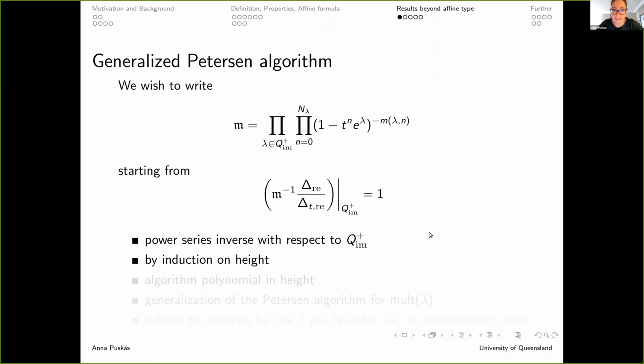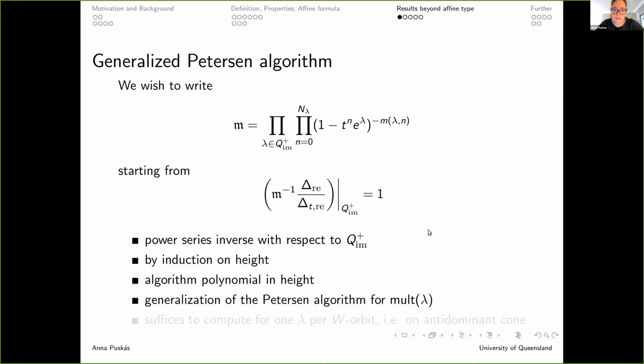This can be done by an algorithm that is polynomial in the height of lambda. Again, it is a generalization of the Peterson algorithm for the multiplicity of lambda. And it's easy to see that, because of the Weyl invariance of m, one proceeds by height, but one gets a few things for free because it suffices to compute it for one lambda per Weyl group orbit. So it's sufficient to compute this on the anti-dominant cone, for example.